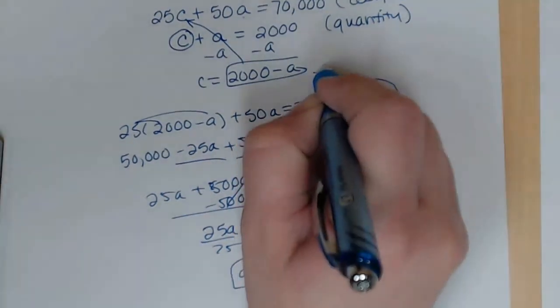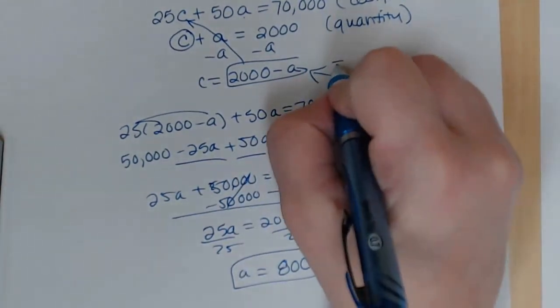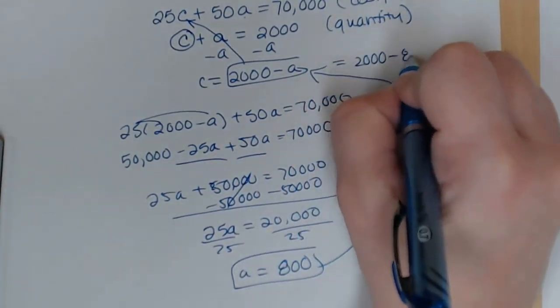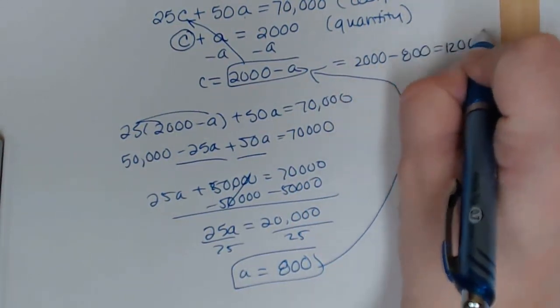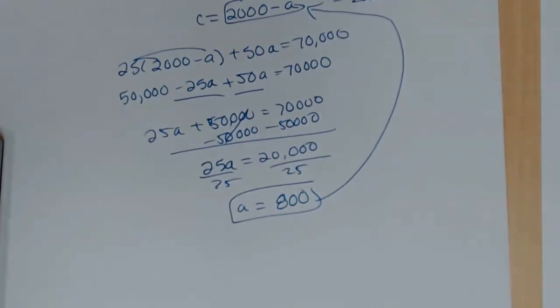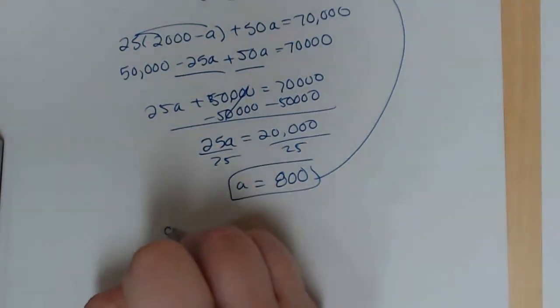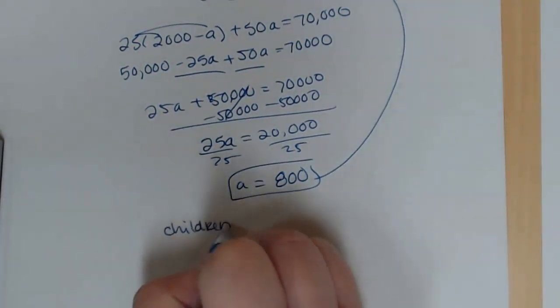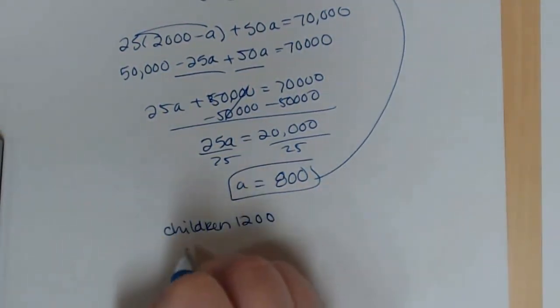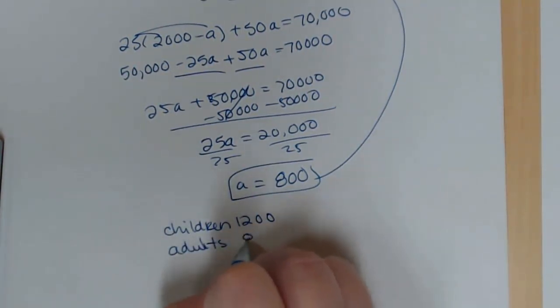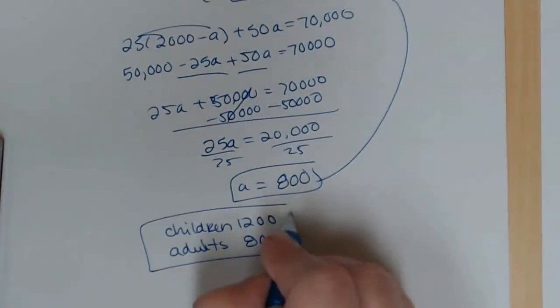Now that I have that, I can plug it back up here into my children equation. So that would be 2,000 minus 800. So it gives me 1,200 for children. So how many children attended? Children, we had 1,200. And how many adults? Adults, we had 800 that bought tickets.